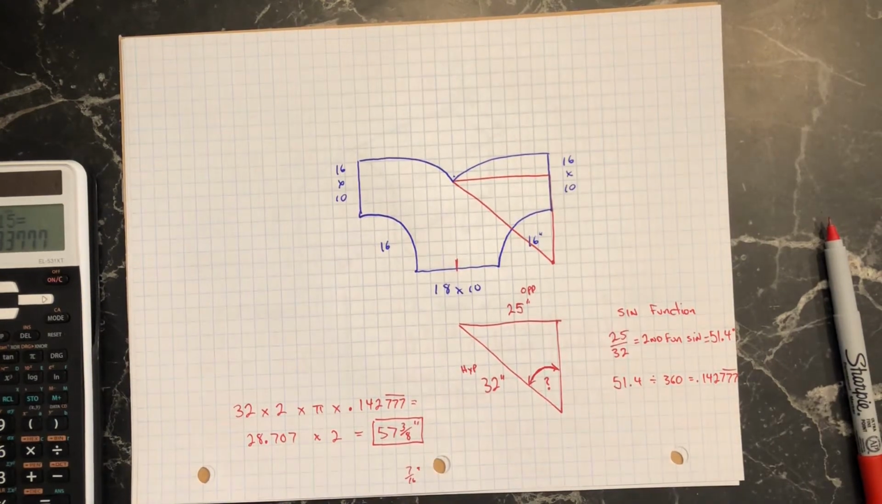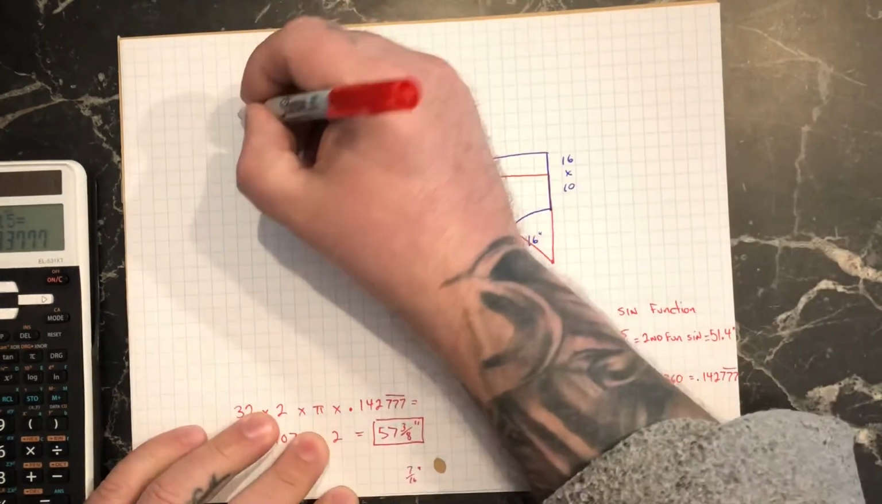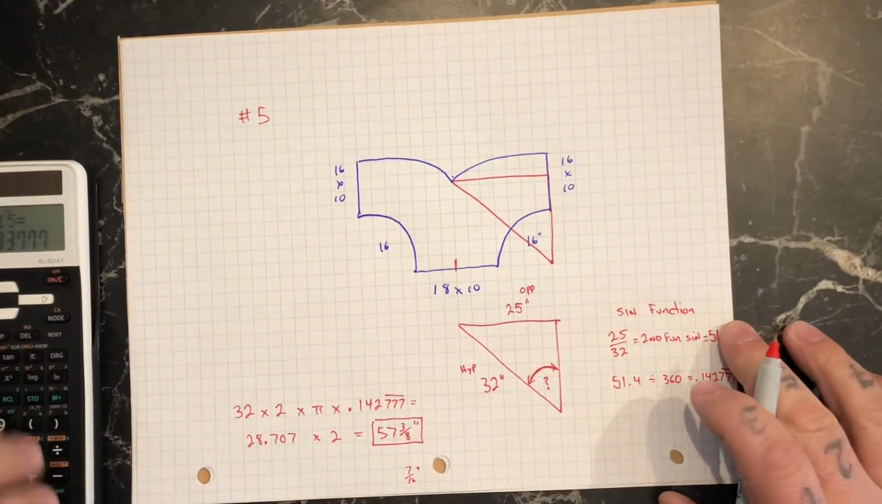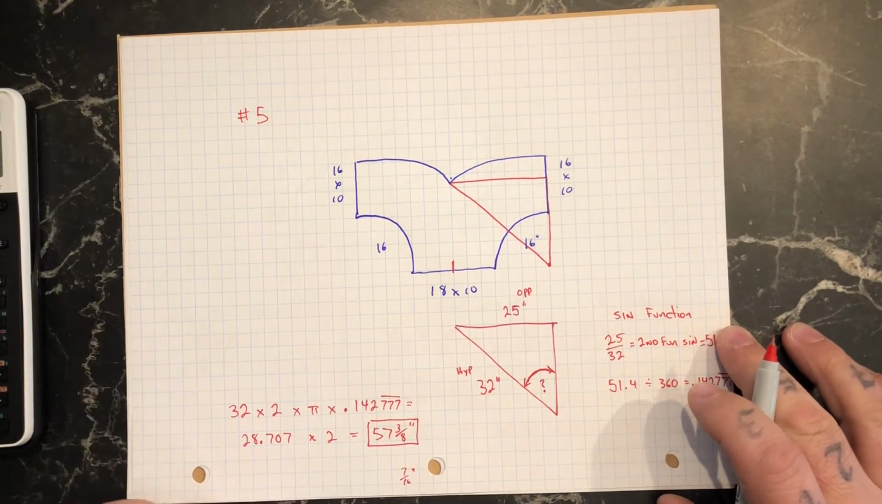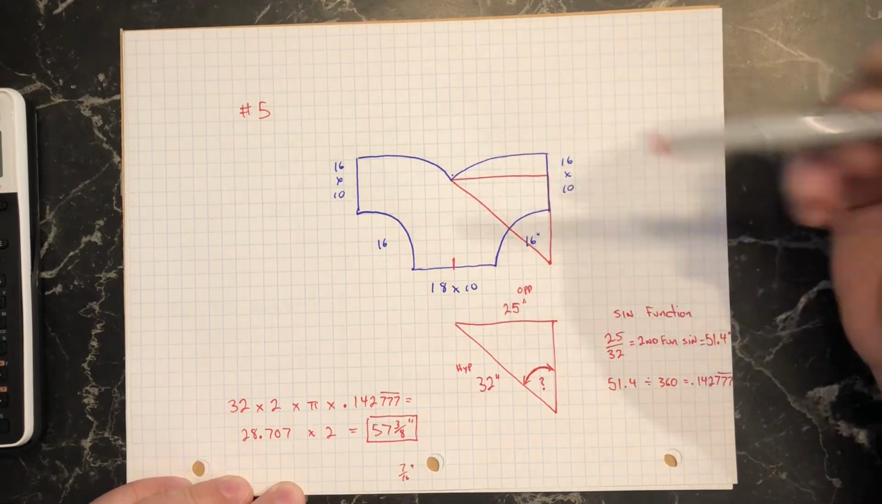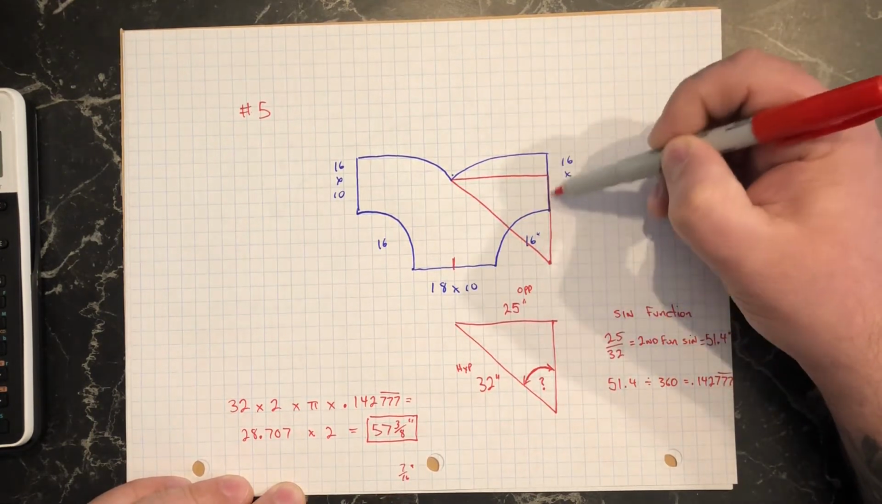This one is number 5. I never wrote that on there. Number 5. Hopefully you guys remember this one. If you have a pair of pants like this, you have to draw a triangle in there like this.